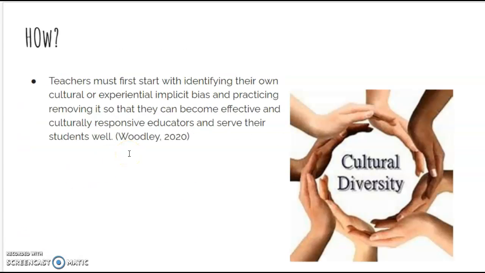How is this done? Well, teachers must first start with identifying their own cultural and experiential implicit bias and practicing removing it so that they can become effective and culturally responsive educators to serve their students well.